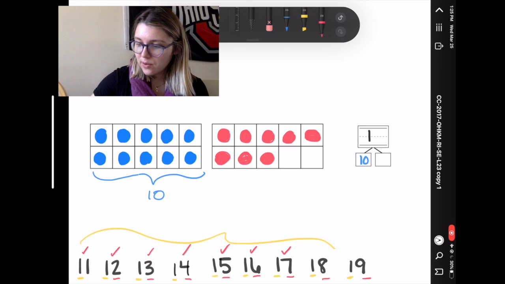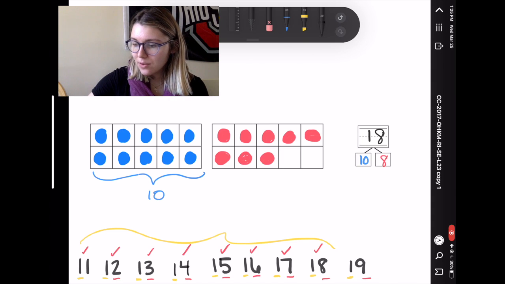How many extra dots do I have here? 8. I have 10 and 8 extra gives me 18. So I'm just going to go ahead and write the 8 there. All right, and then the last one, friends. Go ahead and take that away. So last one.